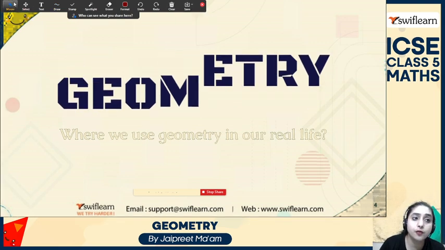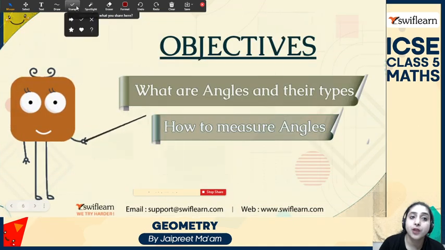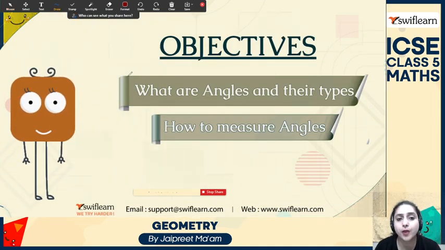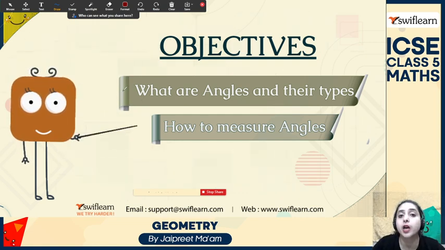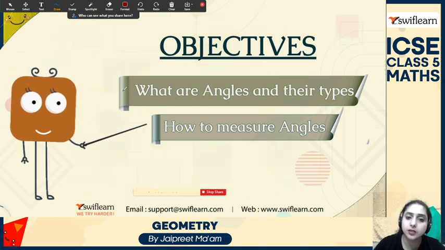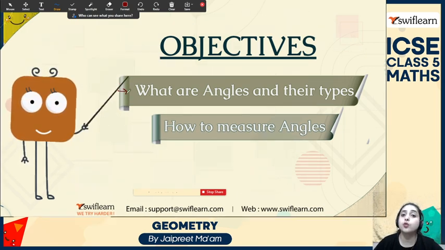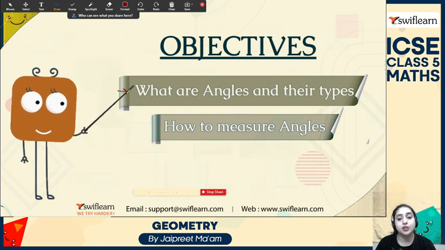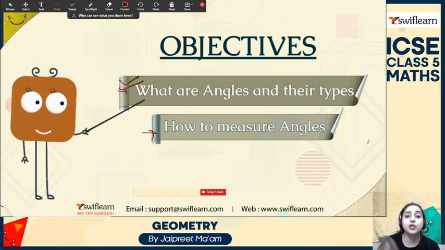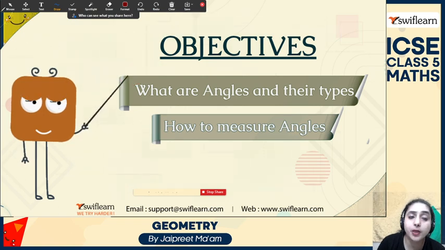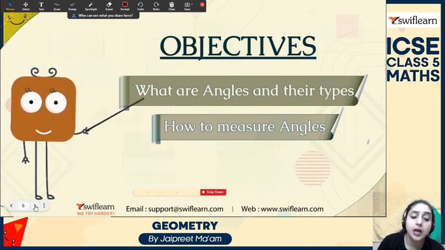In session 1 we have already discussed some basic definitions like what are lines, what are rays, what is a line segment, what is a point, and many others. So today is session 2, and whosoever has missed session 1, they can check our YouTube channel and see it. We are going to learn what angles are and their types today, and how to measure an angle. So these two topics we are going to discuss today in the class.